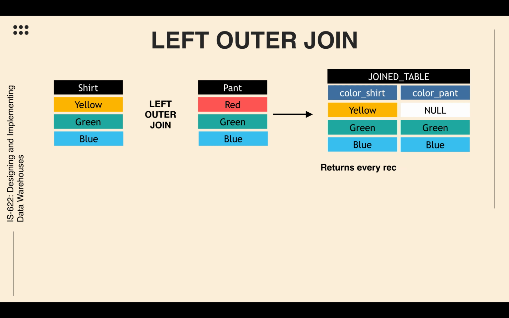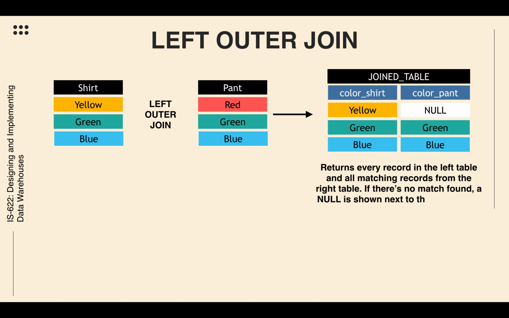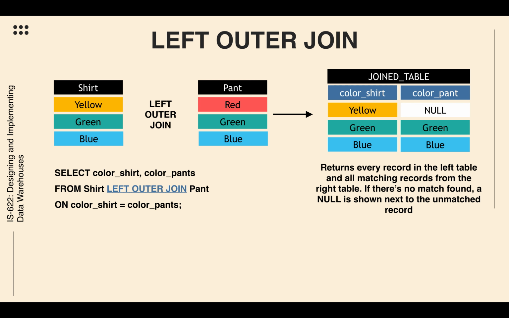In the left join, usually it returns every record in the left table and all matching records in the right table. But if there doesn't exist a matching record in the right table, then you use null. The way you write it is simple. You just say from shirt, and instead of just join, you say left outer join, and you specify the key on which you have to join them.